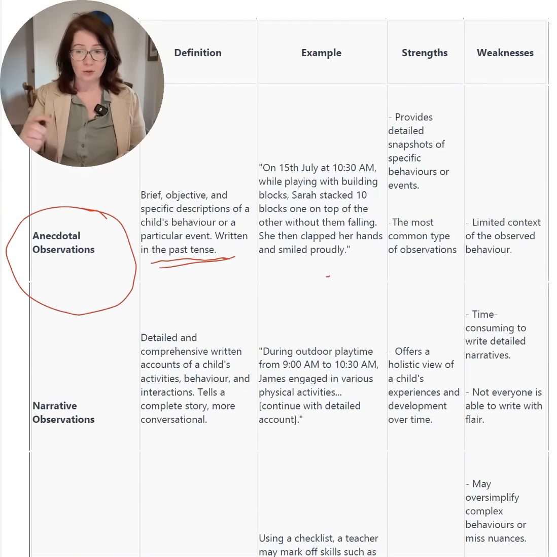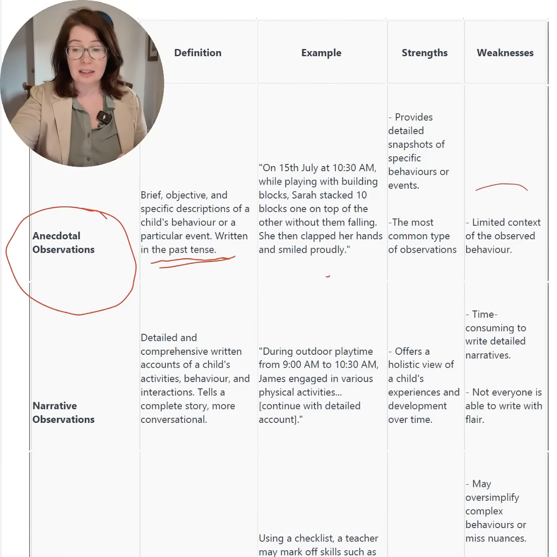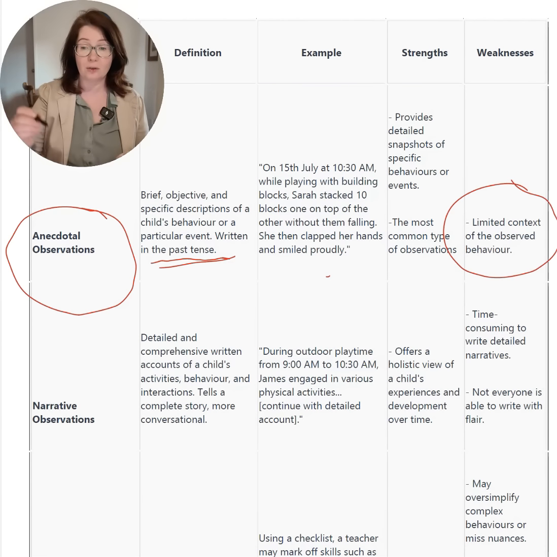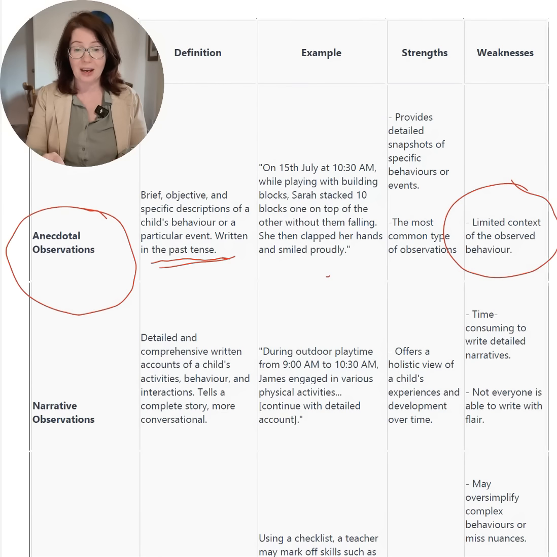What is the weakness of this observation? In my opinion, because it's very common, it gives you limited context of the observed behavior. So if you want to observe a pattern, it's better to use different types of observations. It's also quite time consuming.